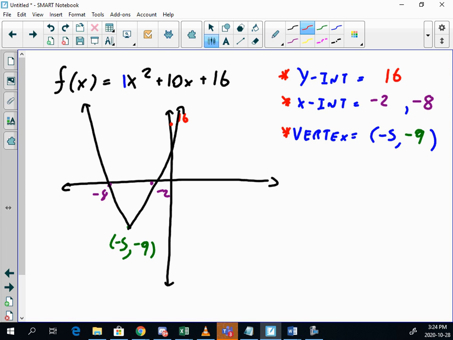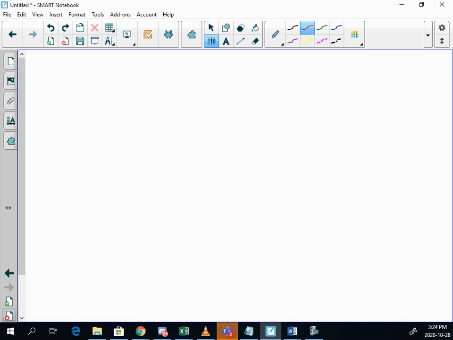So there you go. There is one nicely constructed quadratic. Let's do another one. The next guy that I want to look at is g of x equal to 3x squared plus 6x minus 5.